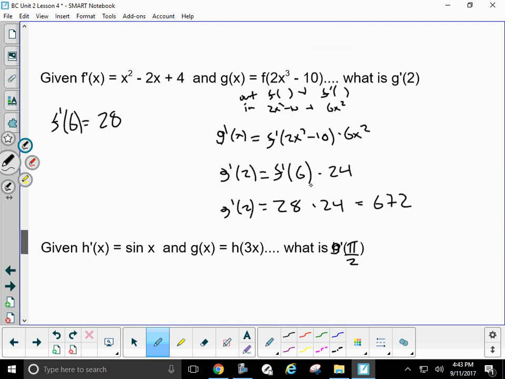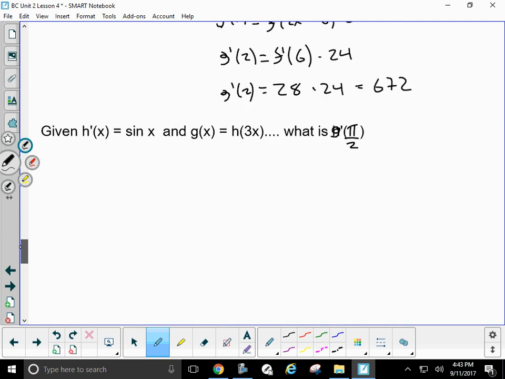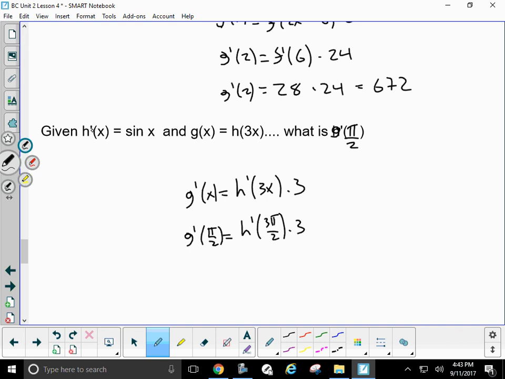Okay, next one, same thing. We're given h prime of x. We're told that g is equal to h of 3x. What is g prime of pi over 2? Let's find g prime of x. Go ahead and take the derivative of the outside, multiply by the derivative of the inside, leave the inside alone. Plug in pi over 2, and you get h prime of 3 pi over 2 times 3. h prime is here. What's h prime of 3 pi over 2? Negative 1. That's the sine of 3 pi over 2 times 3, negative 3.